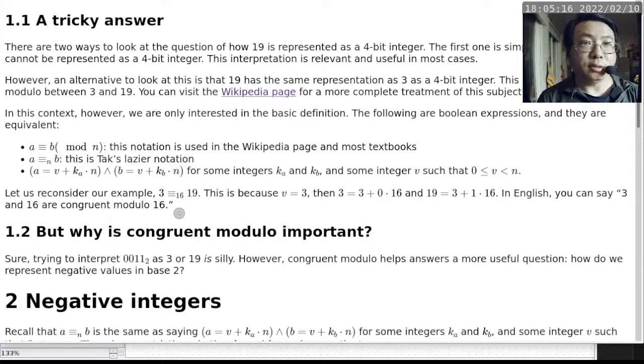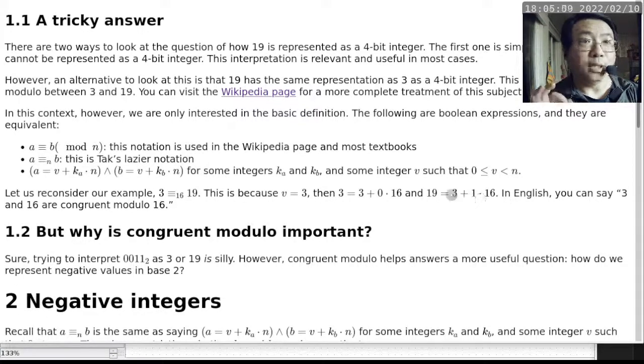The answer is yes, it is true, because if we use the value of 3 being v, then 3 itself can be expressed as 3 plus 0 times 16. Some people look at this and go, wow, you don't have to explain 0 as 0 times 16. I do, because I need to make sure that people understand the coefficient ka is 0. 0 is perfectly okay as a coefficient. You can simply say, I don't need to have any non-zero multiples of n. That's perfectly okay. So 19, on the other hand, can be expressed as 3 plus 1 times 16.